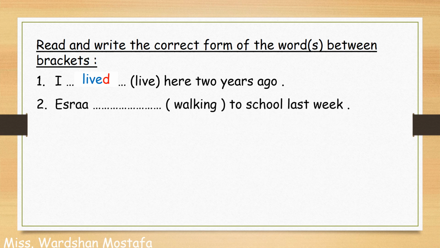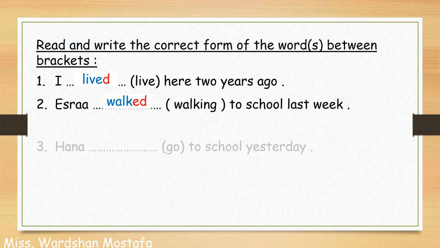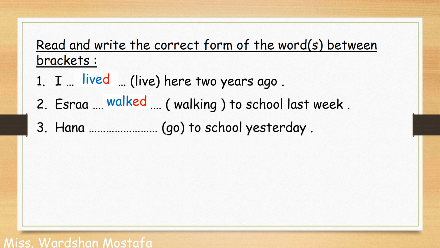Number 2, Isra walking to school last week. We add ed to the end of the verb. Isra walked to school last week. Number 3, Hannah go to school yesterday. Go is an irregular verb, so it becomes went. Hannah went to school yesterday.